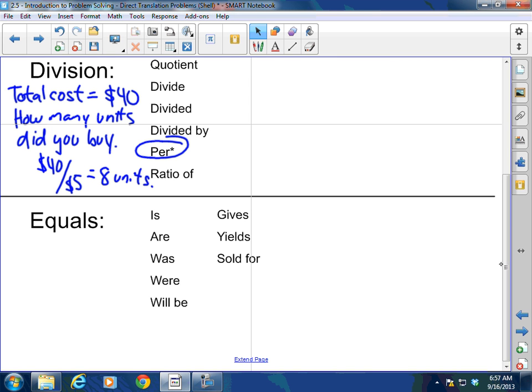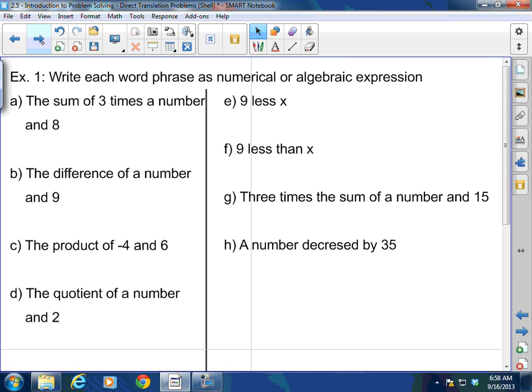Is, are, was, were, will be. Those are all tenses of to be. And that's what equals means. All right. Let's put this into practice.